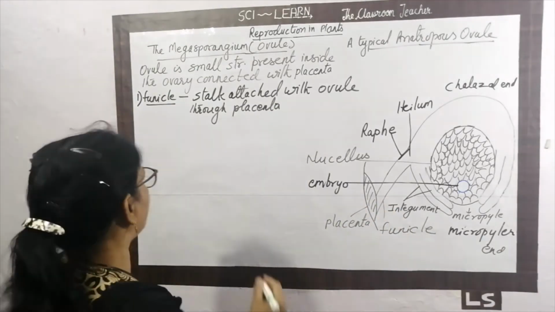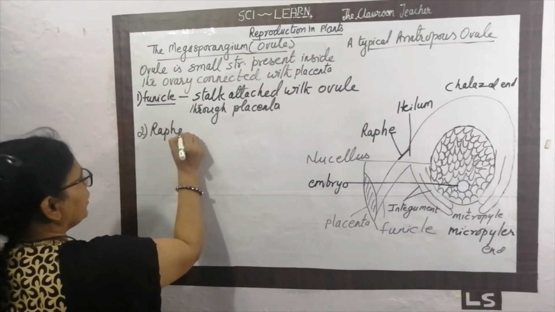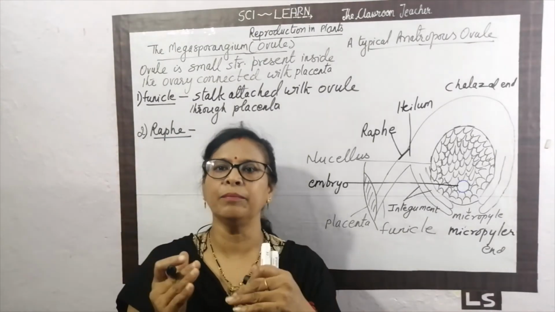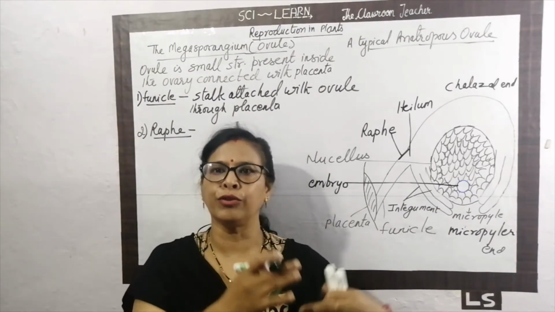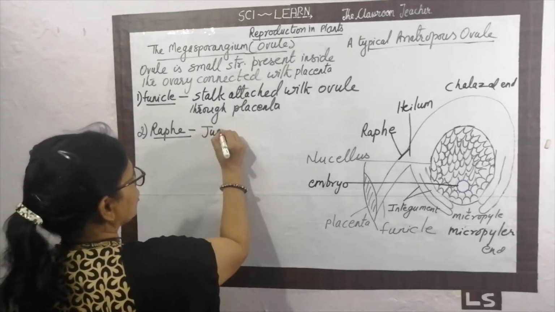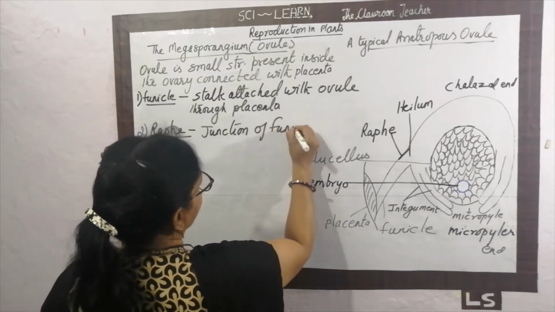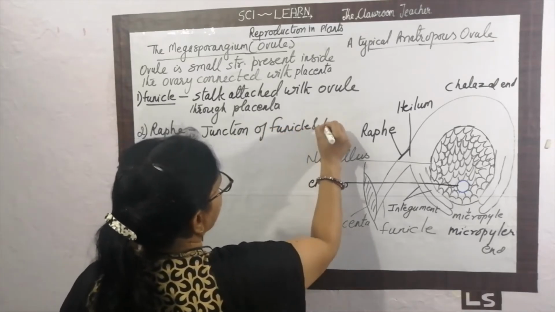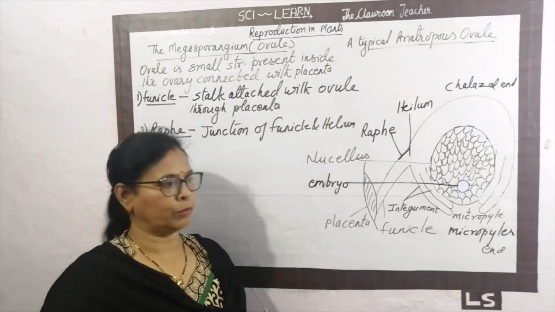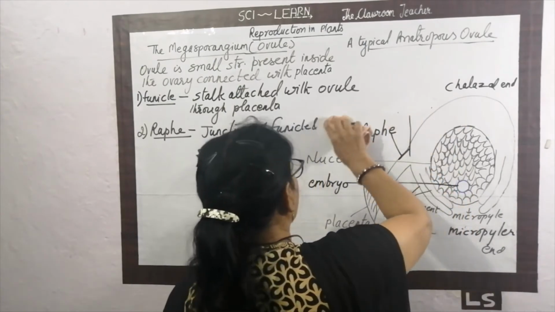The second part is called the raphe. Raphe is actually the junction which connects the hilum with the placenta or funicle. This is the junction of the funicle and the hilum. Not helium, it is the hilum. It will be correct here. It is hilum.